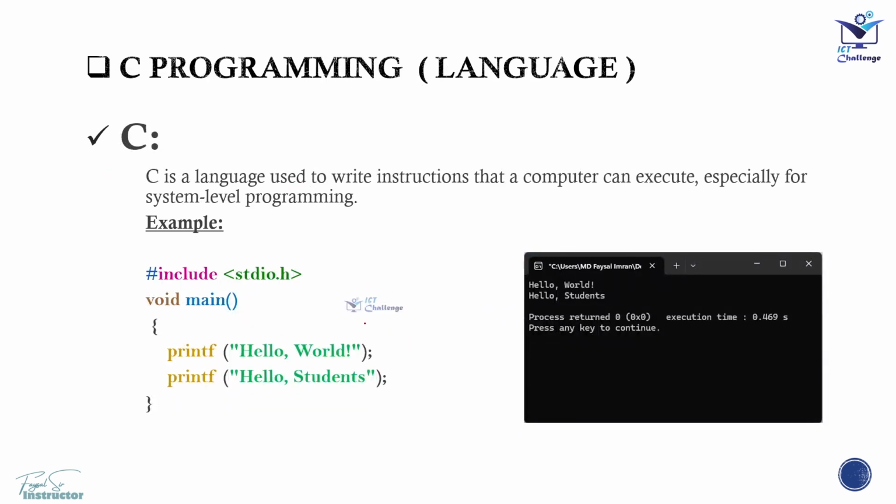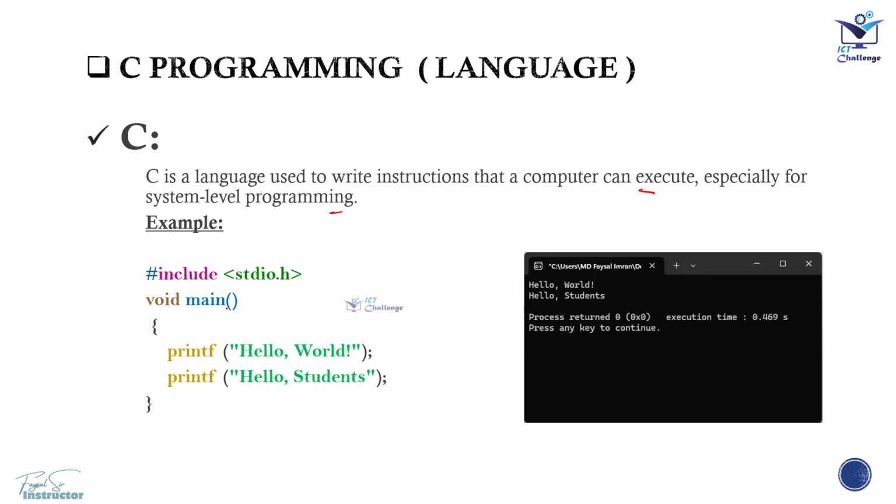Now we have to move on. What is a programming language? We already talked about that. Here C is a language used to write instructions that a computer can execute, especially for system level programming. So that means if you want to solve a problem through your computer, you have to give instructions to your computer, and C is responsible for giving those kinds of instructions to your computer.